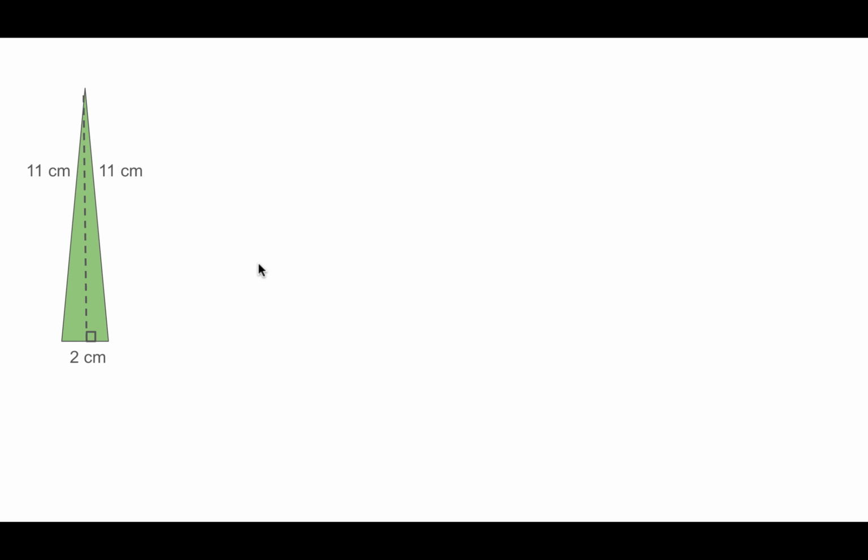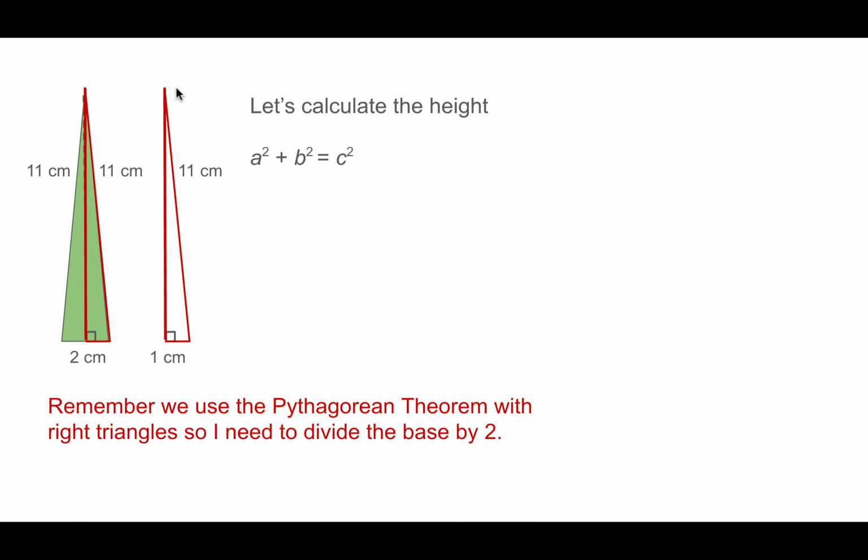So in order to calculate the height, I need to use the Pythagorean theorem, which is a squared plus b squared equals c squared. The Pythagorean theorem, remember, is used in right triangles. So here's my right angle right here. I'm going to show you this a little bit easier. So there is my right triangle.